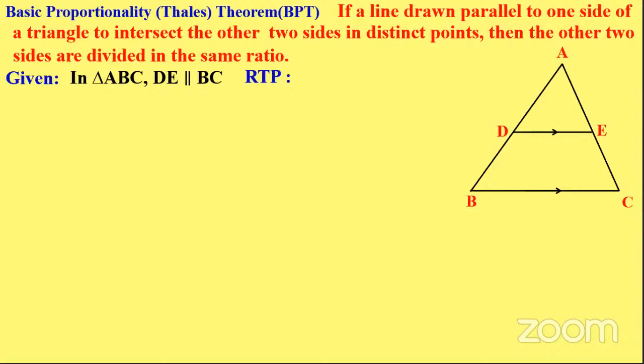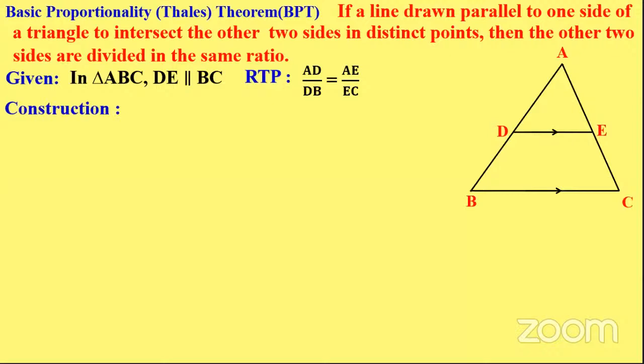Then required to prove. Please make sure to write down step by step. When you are writing in your notes, write step by step. Here RTP, you write below the given. Next step is below the RTP. Next step is below that. AD by DB is equal to AE by EC, required to prove. RTP means required to prove. This is the short form RTP.